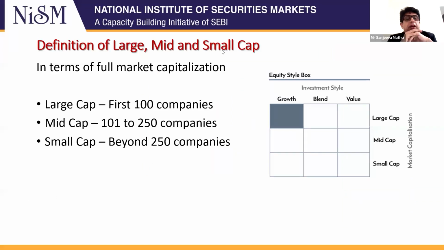Definitions, so that you're very clear on this, because I'll be using these words as we proceed further. Large cap, mid cap, small cap. There are 3 basic buckets into which the equity market is divided. Large cap are the top 100 companies listed on the Bombay Stock Exchange according to market capitalization. Mid cap is 101 to 250, and below 250 are all the other companies.